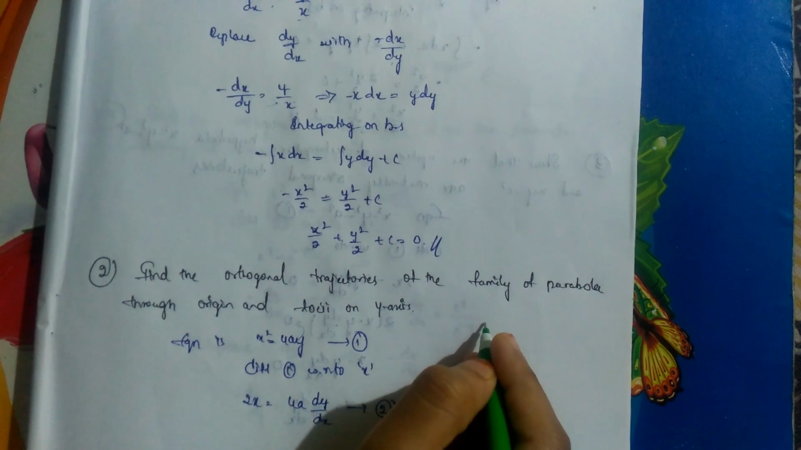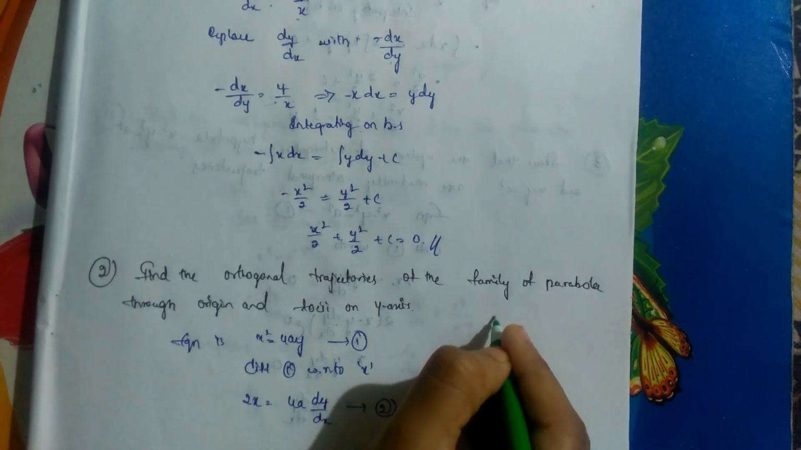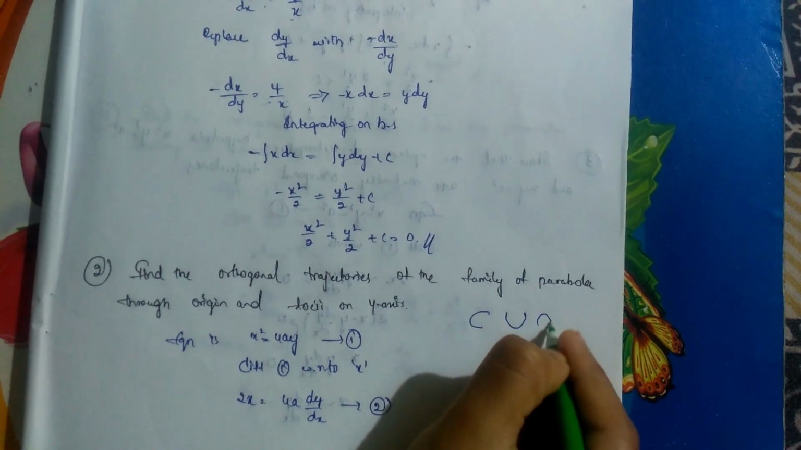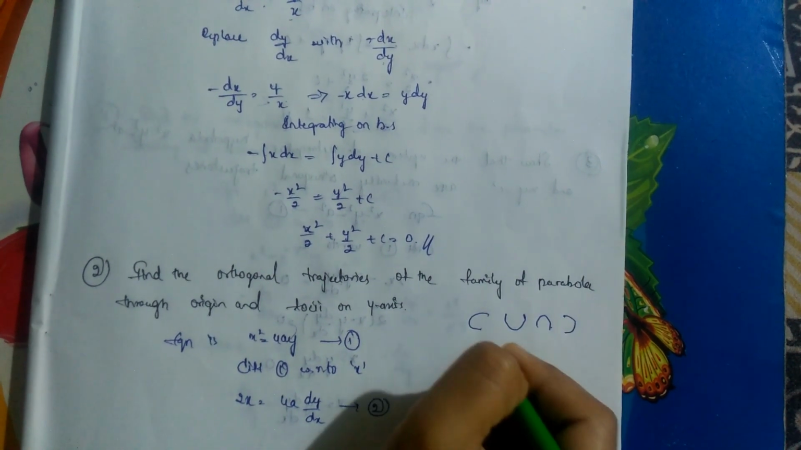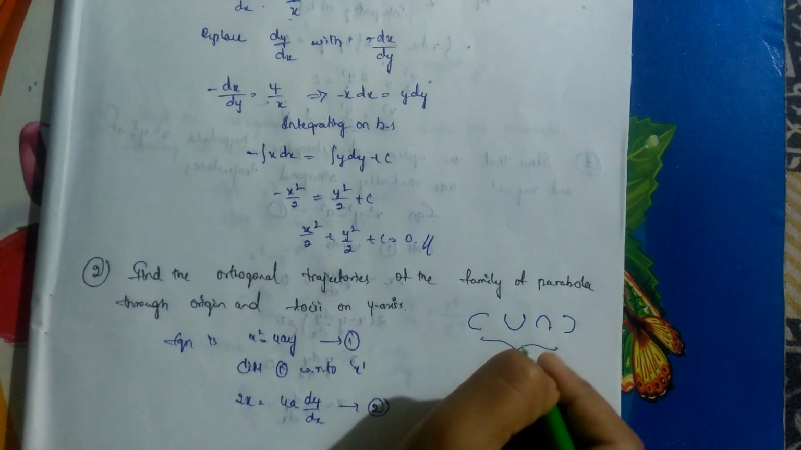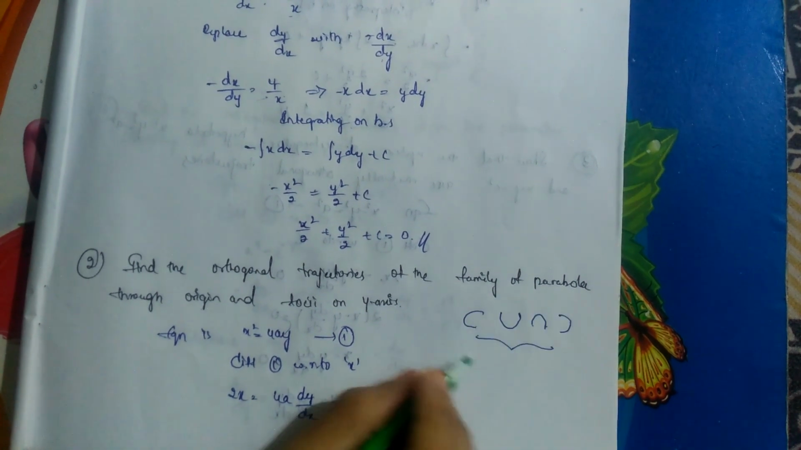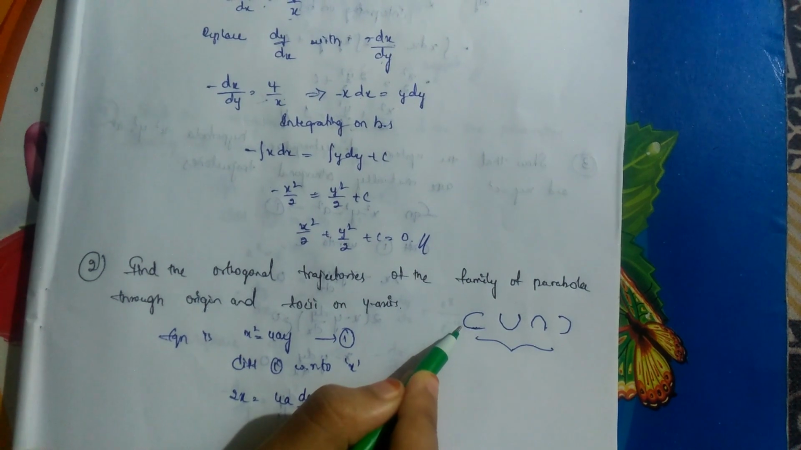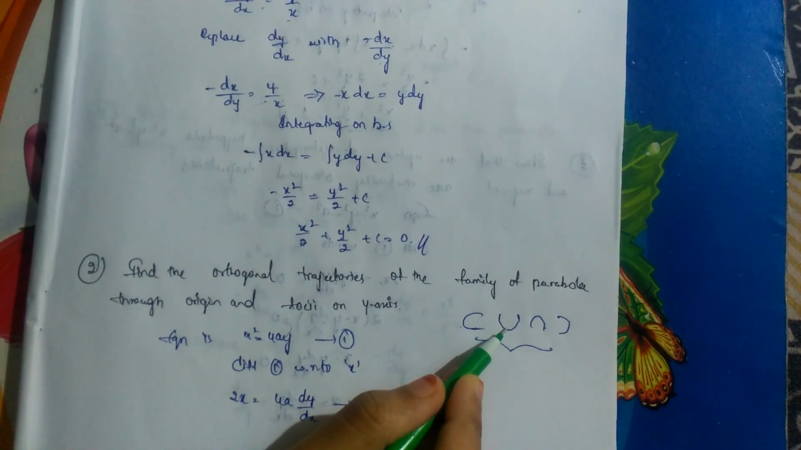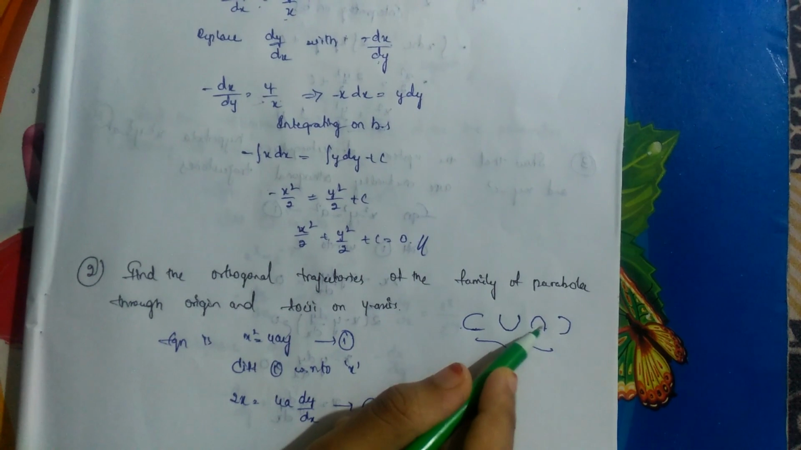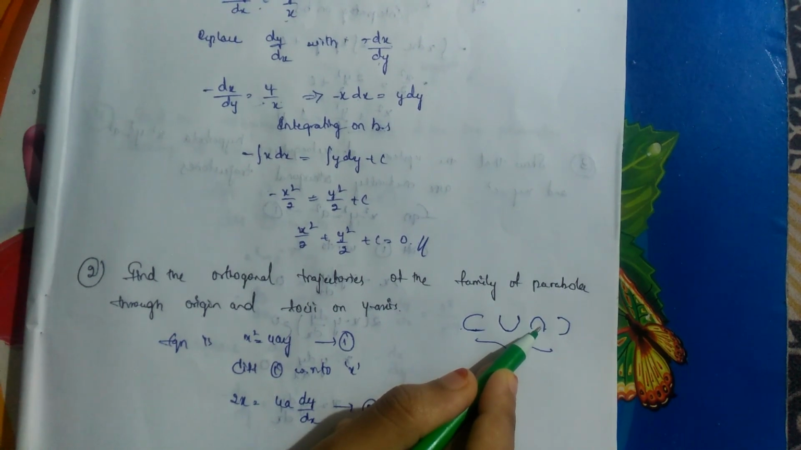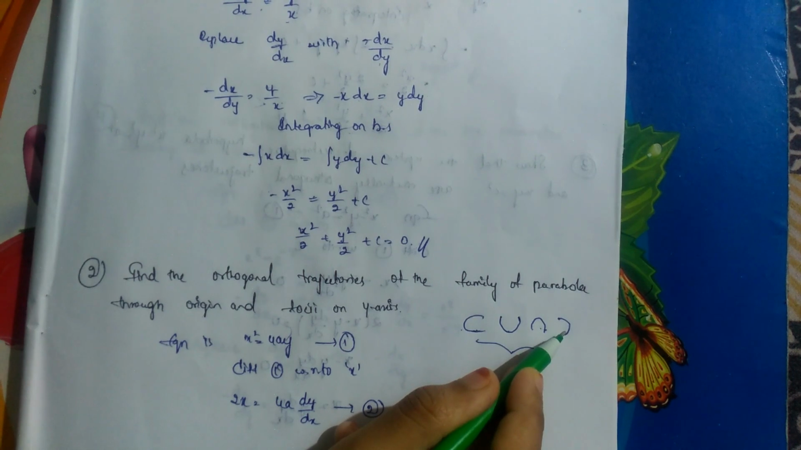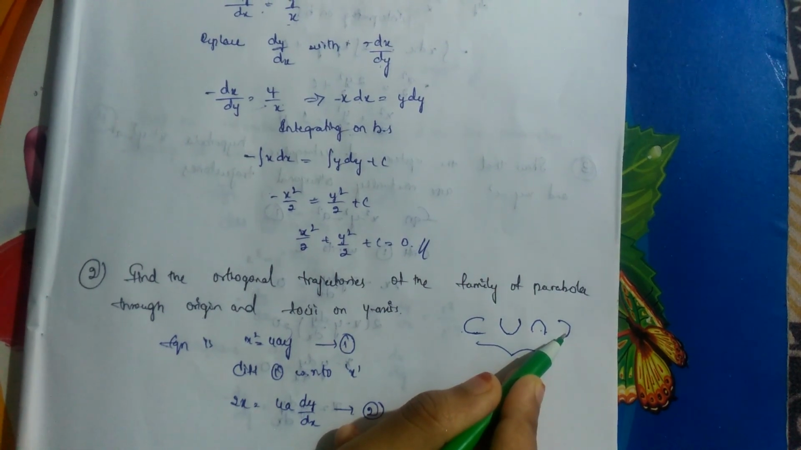We have four different types of parabolas: one opening to the right, one opening upward, one opening downward, and one opening leftwards. For these we have different equations of the parabola. For this we have y square = 4ax, and for this x square = 4ay, and for the open downwards we have x square = minus 4ay, and for open leftward we have y square = minus 4ax.